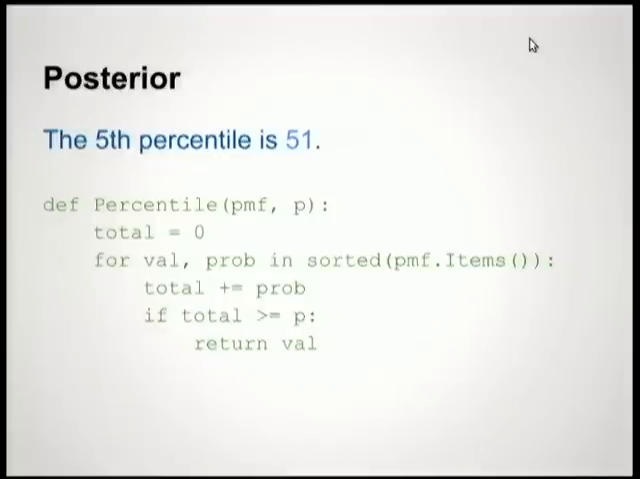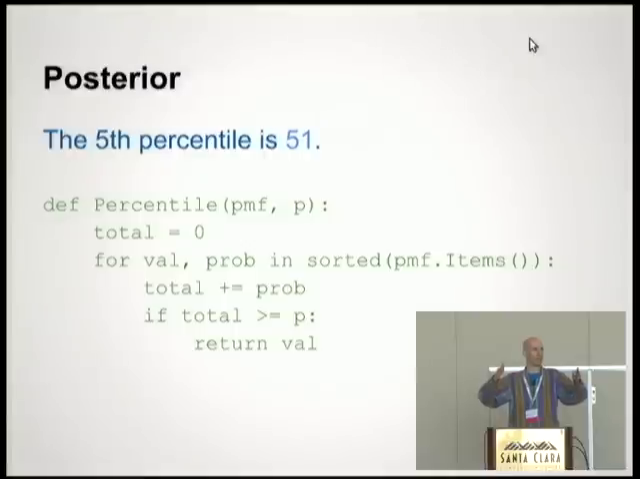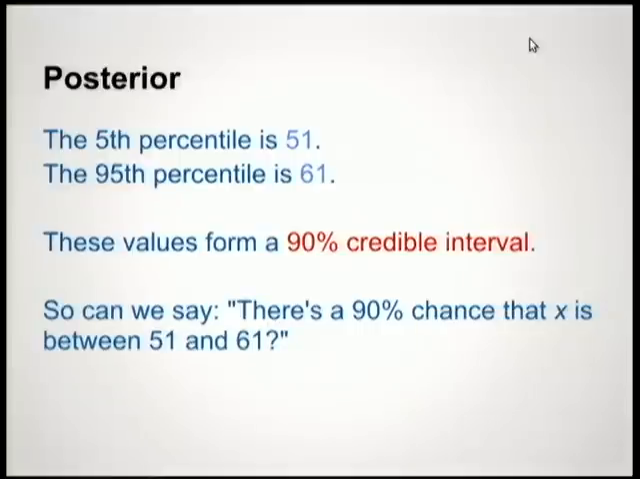Probably a better answer would be to give a range of values. So one possibility is to compute the 5th percentile and the 95th percentile. The 5th percentile says that I think there's only a 5% chance that it's less than this. The 95th percentile says, I think there's only a 5% chance that it's greater than this. So everything in the middle must be 90% of the posterior probability. If I compute the 5th percentile, that's 51. The 95th percentile is 61. And together, those things constitute a 90% credible interval.